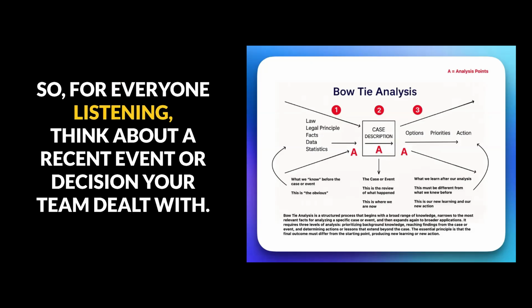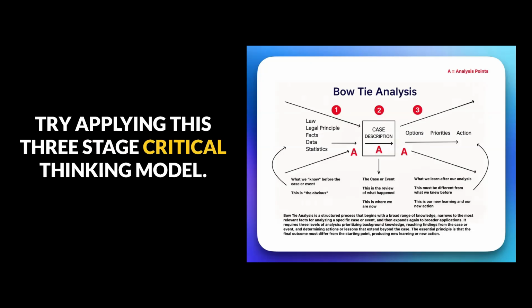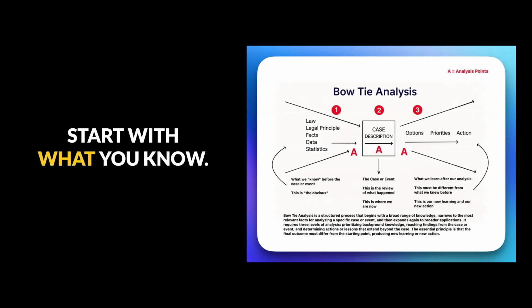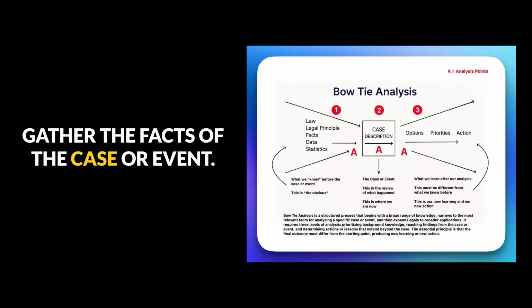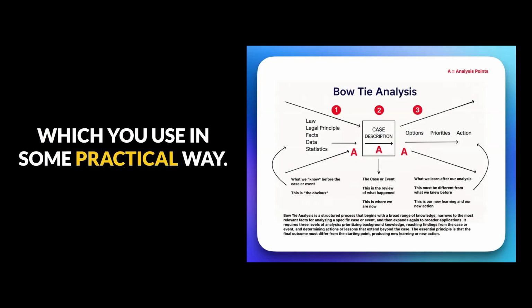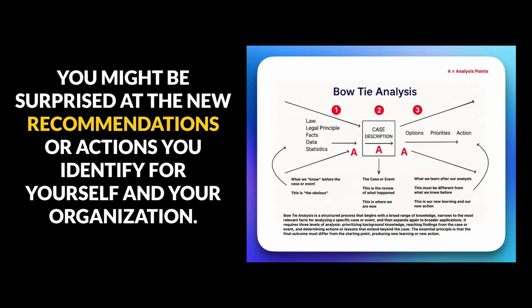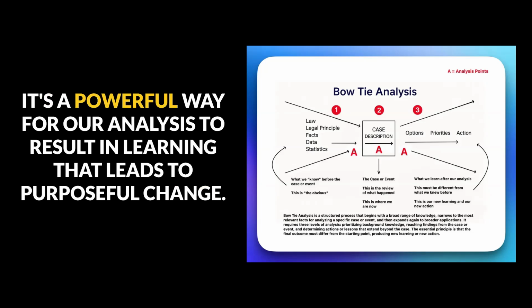So, for everyone listening, think about a recent event or decision your team dealt with. Try applying this 3-stage critical thinking model. Start with what you know. Gather the facts of the case or event. Determine the findings, and then identify new learning, which you use in some practical way. See what emerges. You might be surprised at the new recommendations or actions you identify for yourself and your organization. It's a powerful way for our analysis to result in learning that leads to purposeful change.